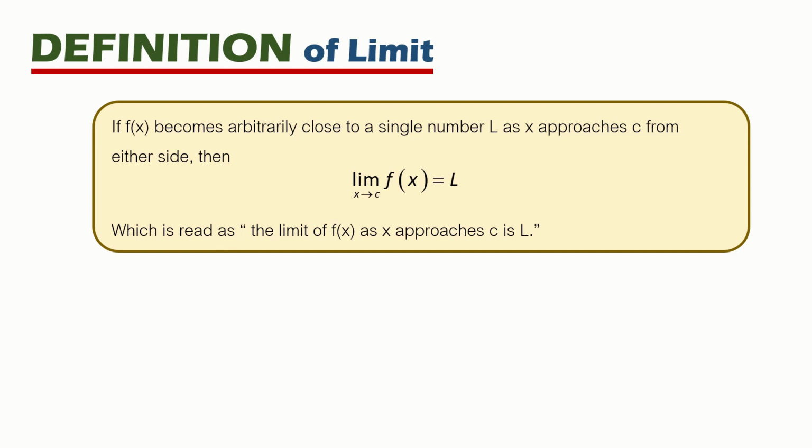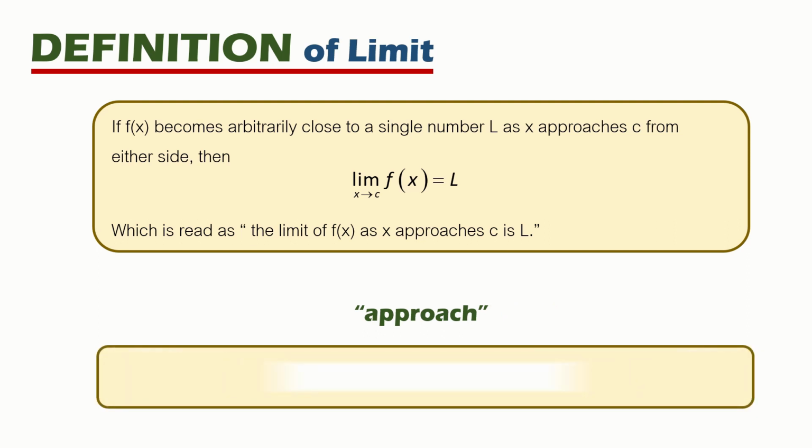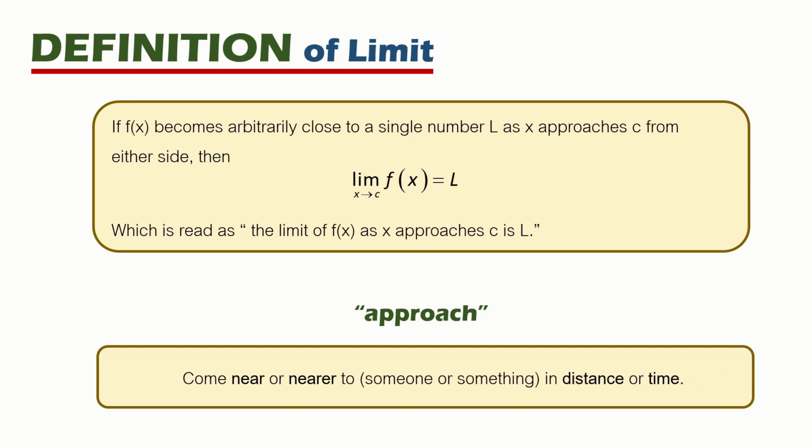Let's define the important term in this topic, which is the term approach. According to the dictionary, it is defined as to come near or nearer to someone or something in distance or time. In connection to the definition of limit, this simply means the number that the function is getting nearer to, which is the number L, when its x is getting nearer to a certain number c from either side. To visualize and understand it more, let's use this example.